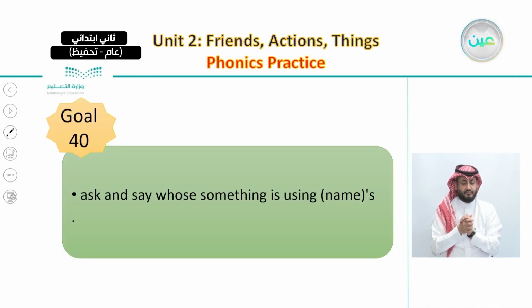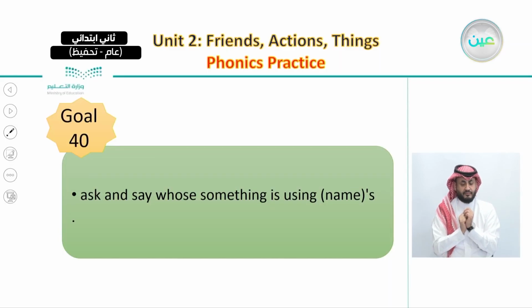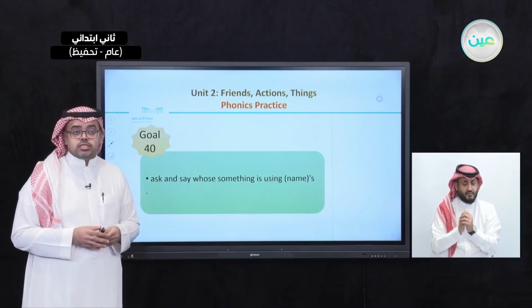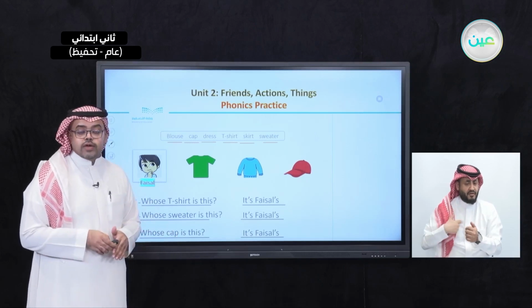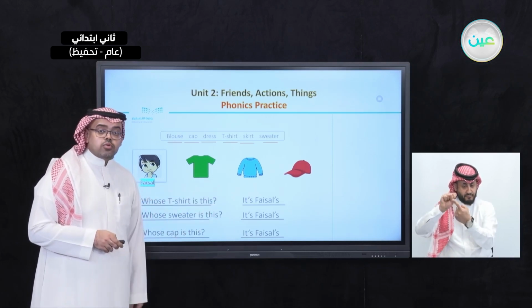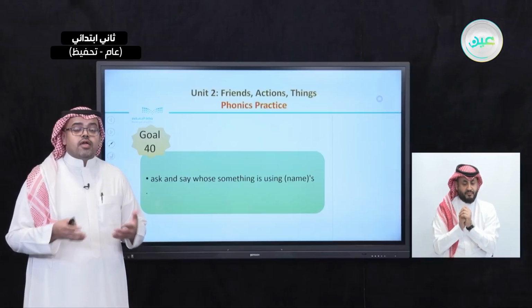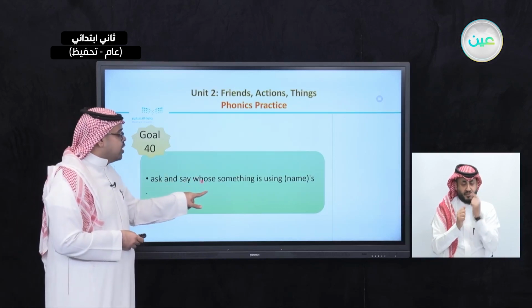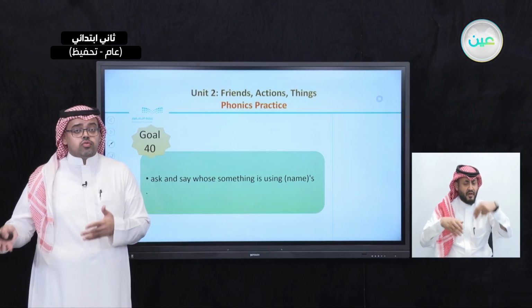And now, at the end of our lesson, it's very important to remember our goal. Our goal in this lesson is to ask and say whose something is. And how to ask about this? Only by changing the items. And if you want to answer, all you have to do is write the person's name. Like here, for example, we have Faisal's, before we have Nora's. So according to the rule, we change the person's name and add the letter S to it. This is how we can answer questions that start with whose, not only with clothing, but even for school things and for food and so on.